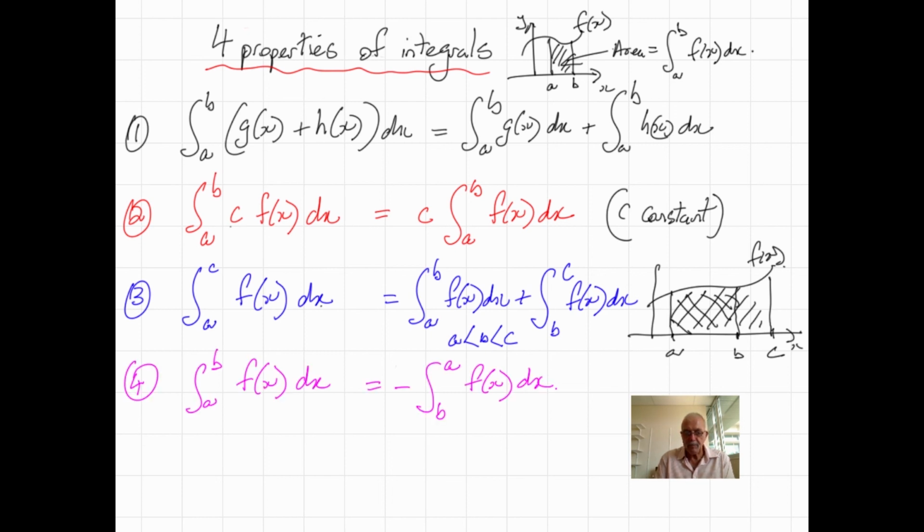Okay, number 4 is that the integral between a and b of f of x dx. So when you're integrating from a to b, it's conventional to go left to right. So a is always on the left of b, but if you did it in reverse order from b to a, it would just be the negative result. Okay, so those four properties may come in handy for you.